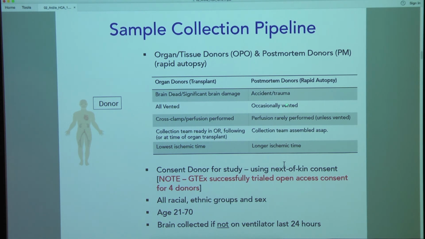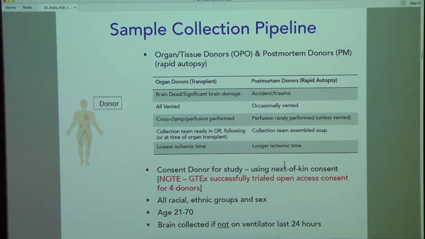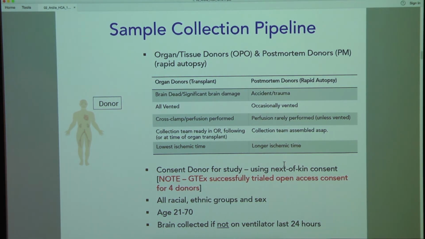They're rarely, only occasionally vented. Collection teams were assembled immediately. They tend to have slightly longer ischemic times for the tissues you collect. At this end, the transplant donors were those who had significant brain damage or tended to be brain dead. All of them were vented, and so at the time of cross-clamp, they were perfused so you could preserve the organs. And we had collection teams ready in the operating room, ready to go in after those, so they had much shorter ischemic times. We obtained donor consent through next of kin donation for the study.